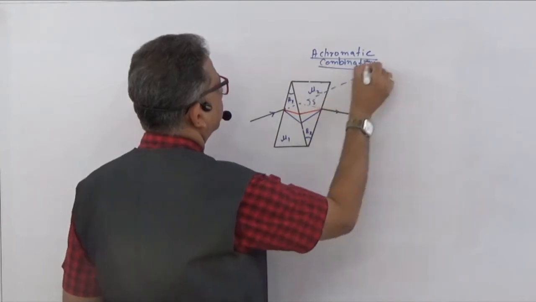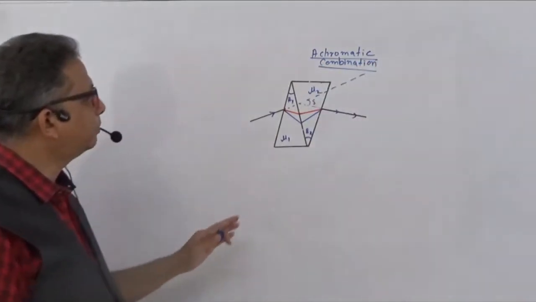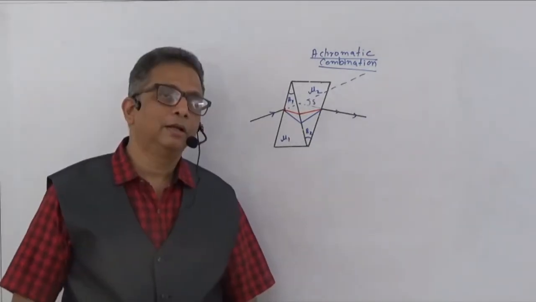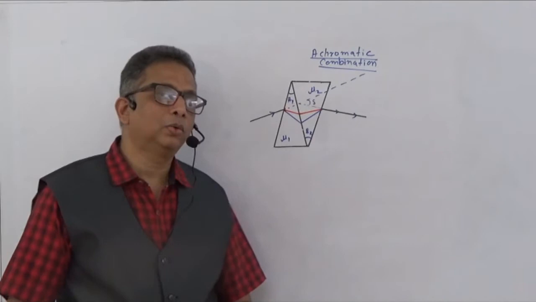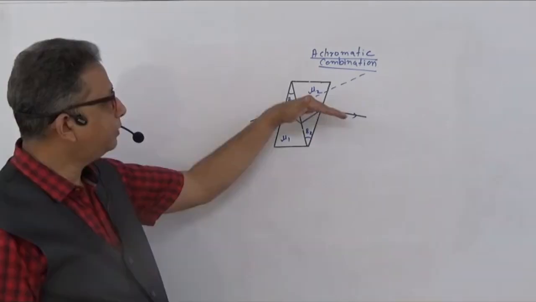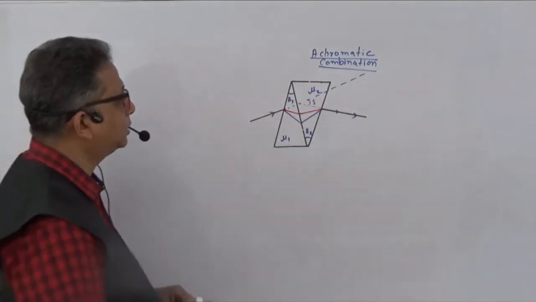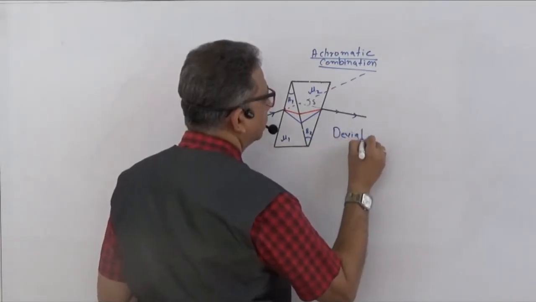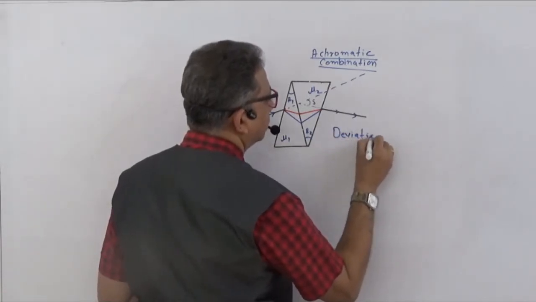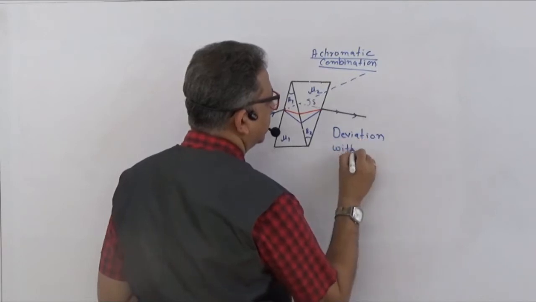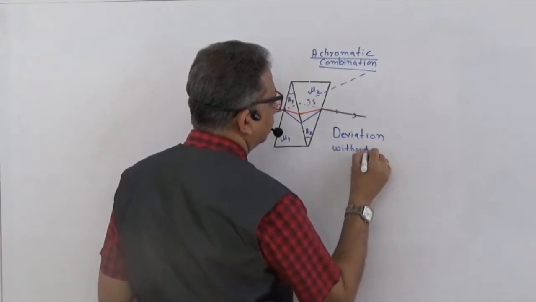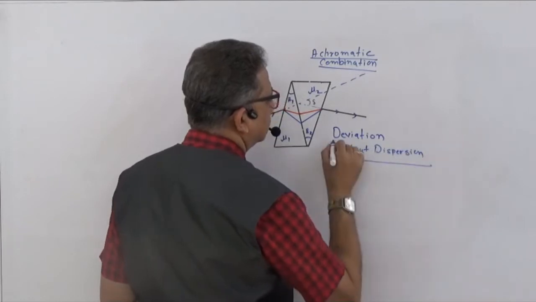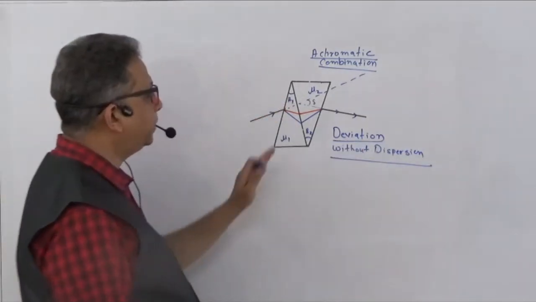So in this achromatic combination, as you can see, we have not actually achieved dispersion of light, but we are able to change the deviation of the light, and therefore it is also called deviation without dispersion. So this arrangement gives me a deviation.